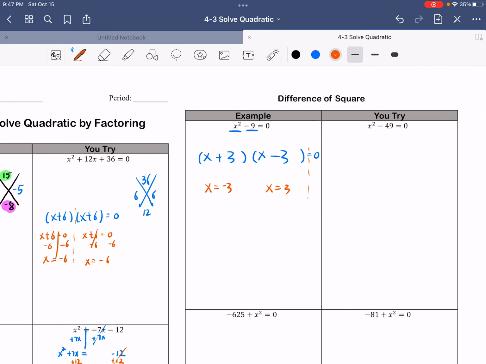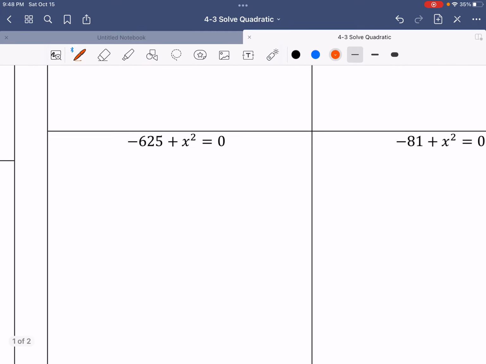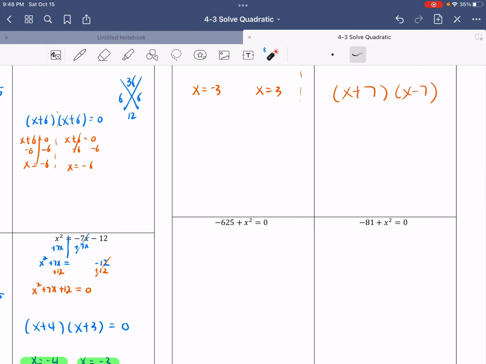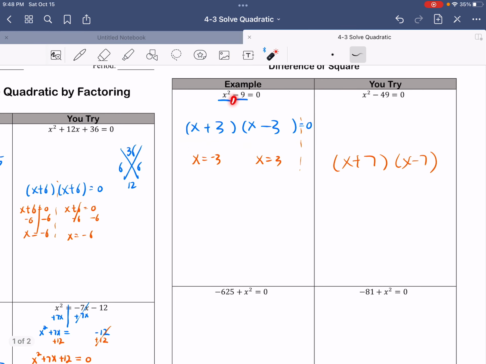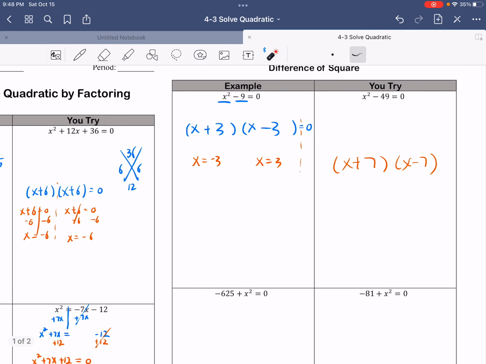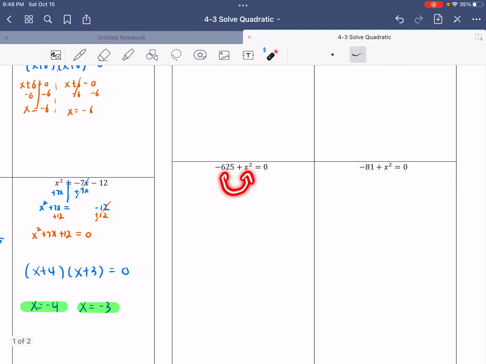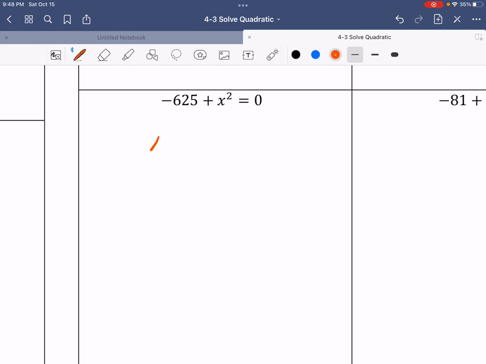Now try the question on the right by yourself. Pause the video and do it by yourself. Okay? Now what about this one? How can you factor this one? Again, for this kind, the middle sign should be negative, just like this. But this is positive, then what should we do? Simple, just make it look like this, okay? Which means if I switch the order, it will look like x squared minus 625 equal to 0, right?